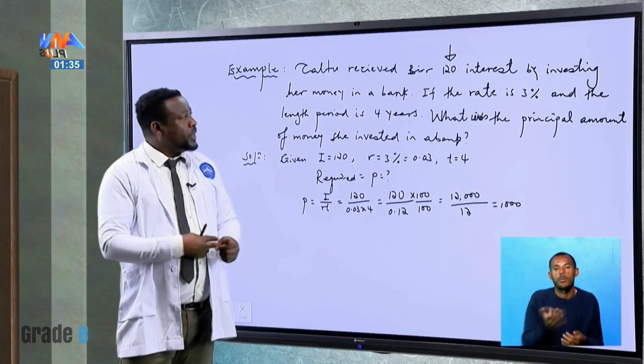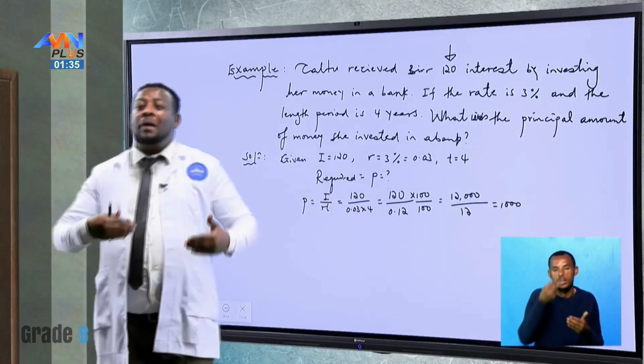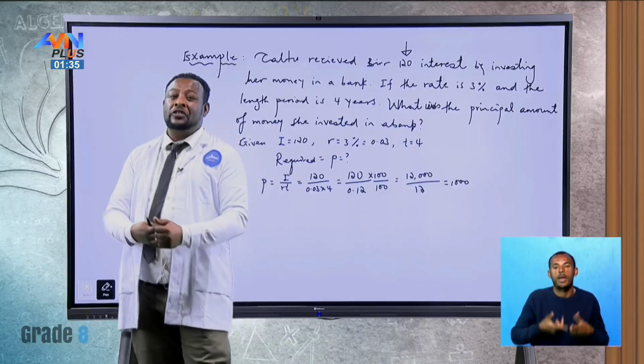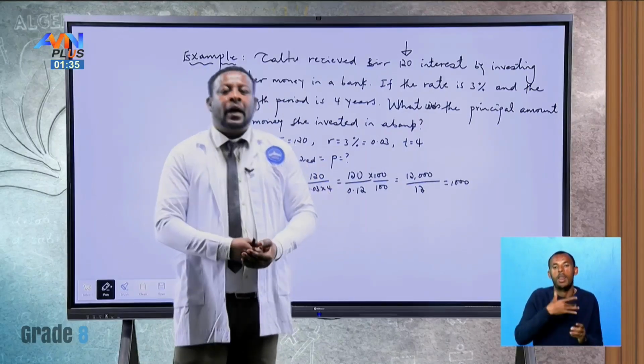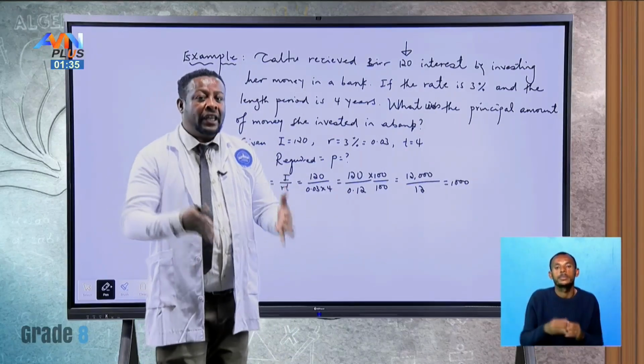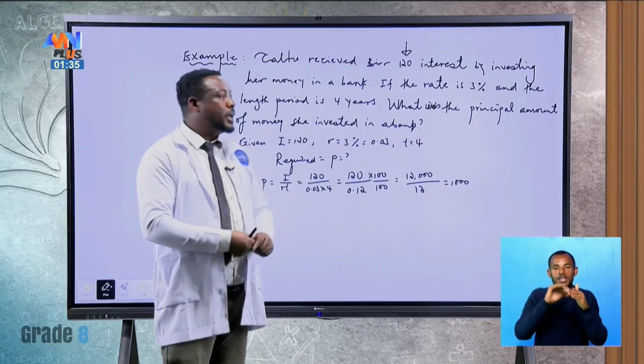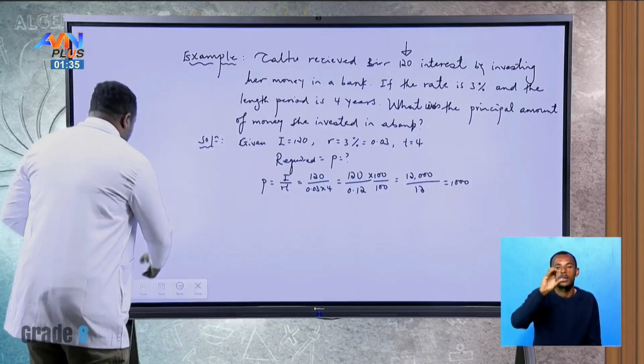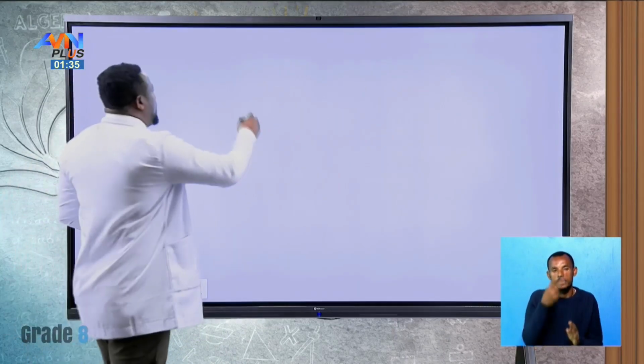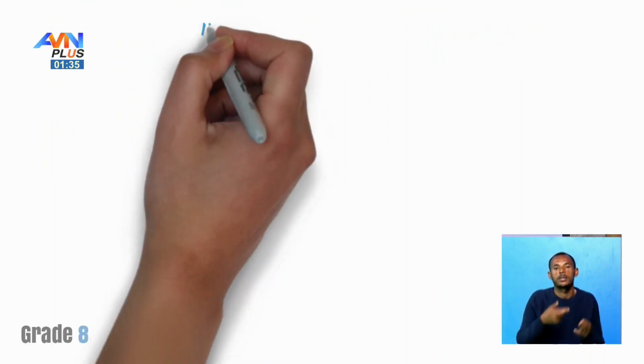Well, next, we will see some other real-life applications of rational numbers, like discount in a certain shopping or in a certain marketing. So now let's see problems related with discount.